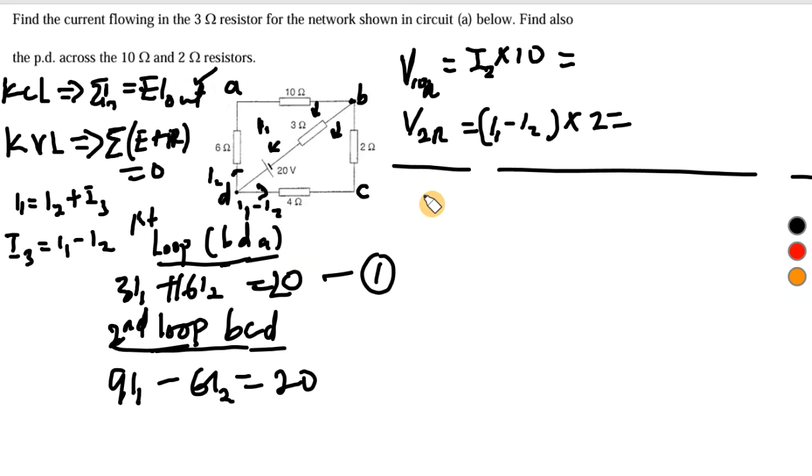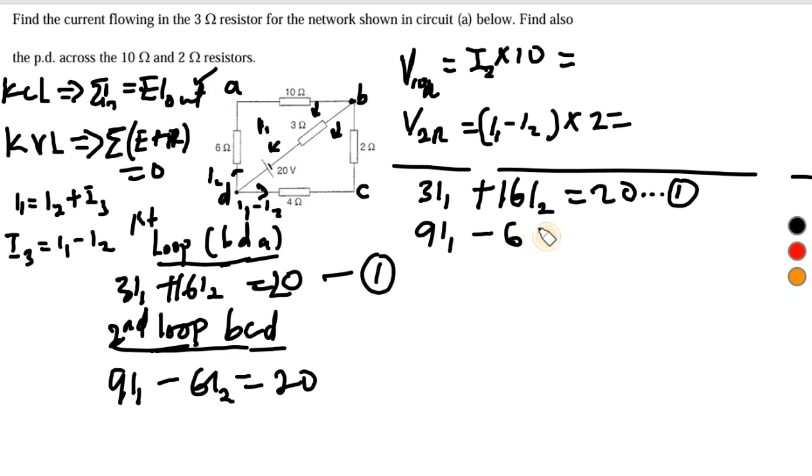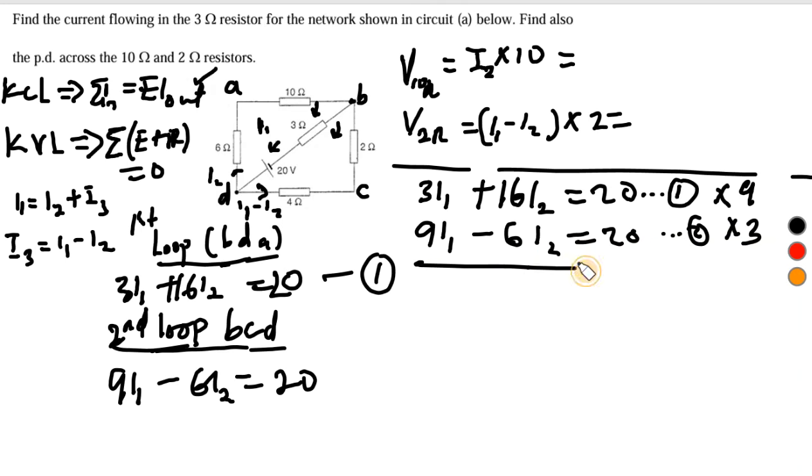Equation 1 is 3 I1 plus 16 I2 equals 20. This is equation 1. And equation 2, for the second loop, is 9 I1 minus 6 I2 equals 20. So this is equation 2. So what we do to eliminate this, we can multiply this by 9 and multiply this by 3. So we have something like this.